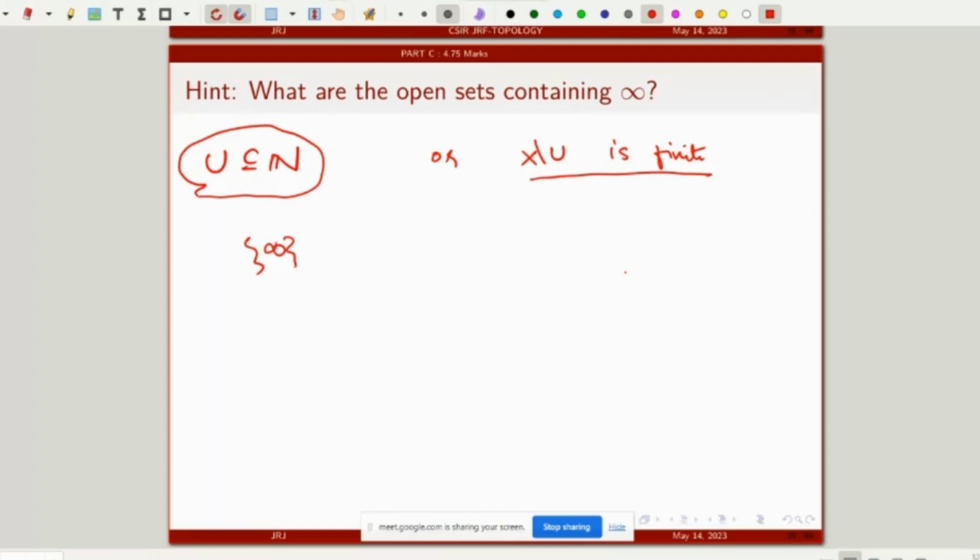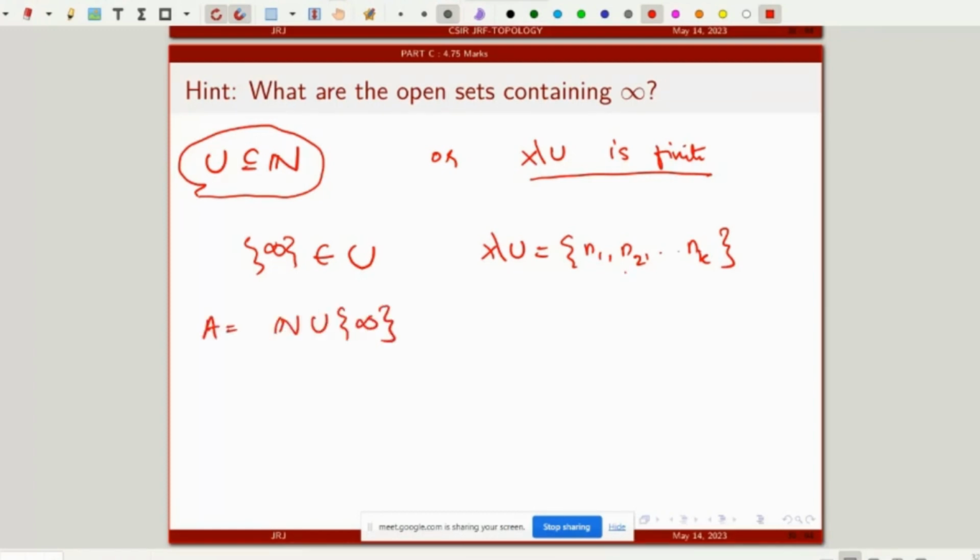So the open set will be, if infinity belongs to an open set U, then what does it mean? X minus U is a finite set. We can call it some n1, n2, etc., nk. So A is equal to N union the set infinity.